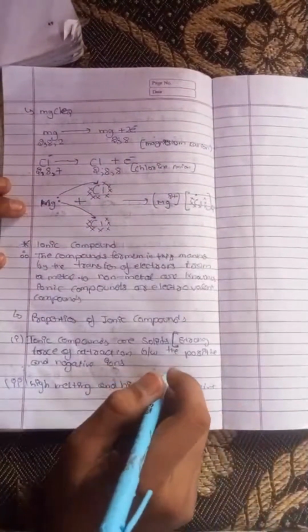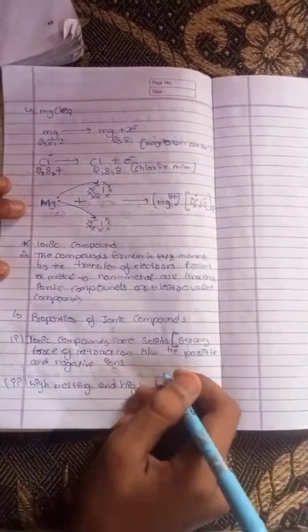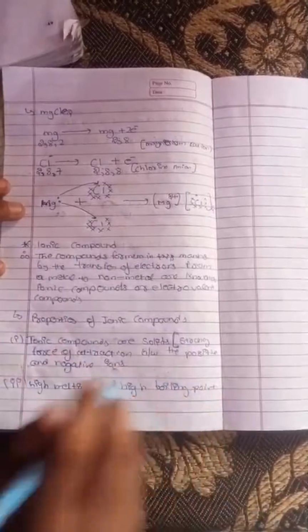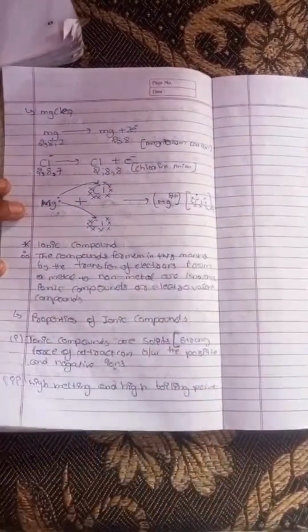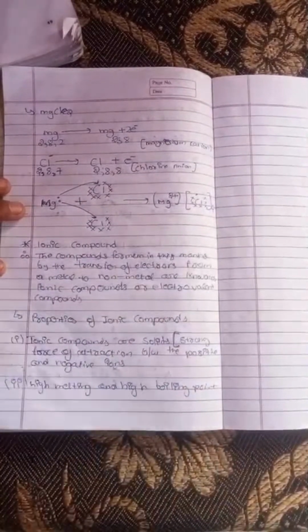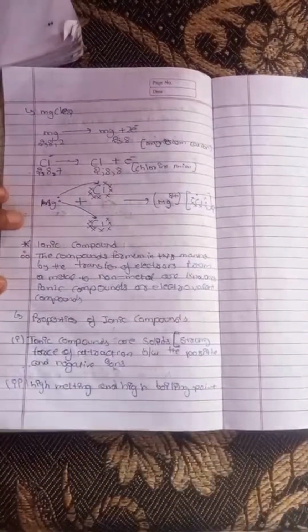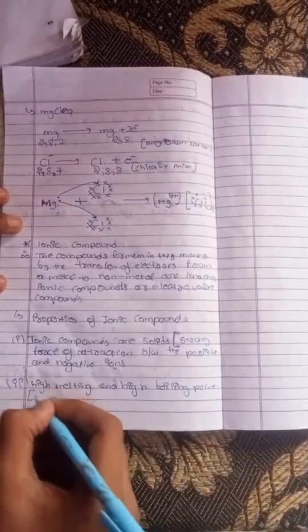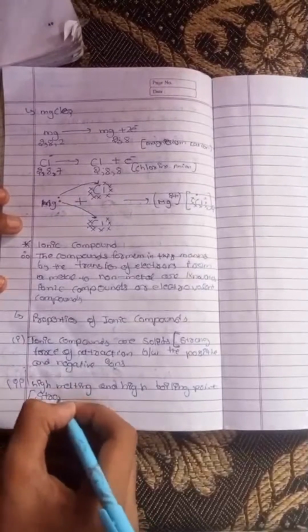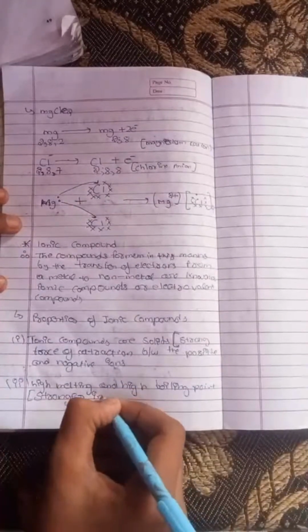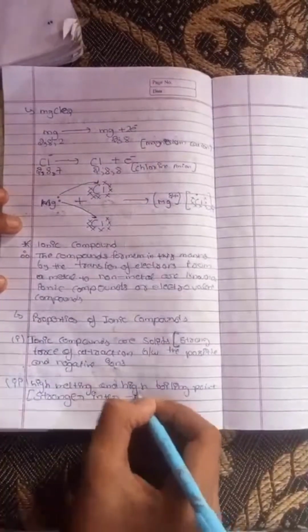Okay. Why do they have a high melting point and high boiling point? Because a considerable amount of energy is required to break down the stronger interionic attraction.